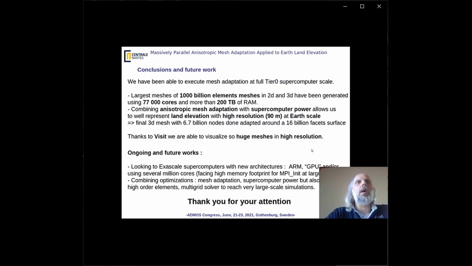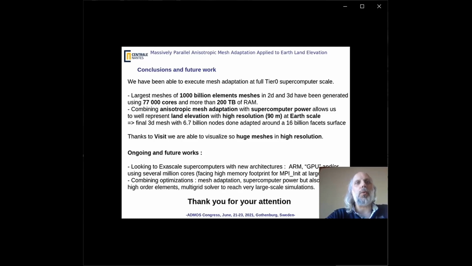To conclude, we have been able to execute mesh adaptation at full tier 0 supercomputer scale. The largest meshes we have generated have more than 1,000 billion elements in 2D and 3D, using 77,000 cores and more than 200 terabytes of RAM. Combining anisotropic mesh adaptation with supercomputer power allows us to represent land elevation well with a high resolution dataset at Earth scale. And thanks also to VisIt, we have been able to visualize such huge meshes in high resolution.